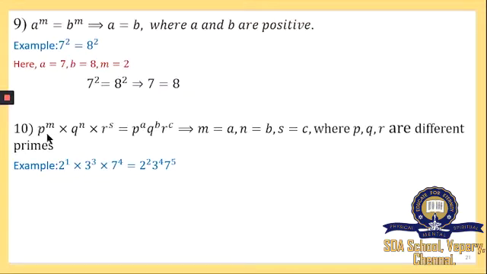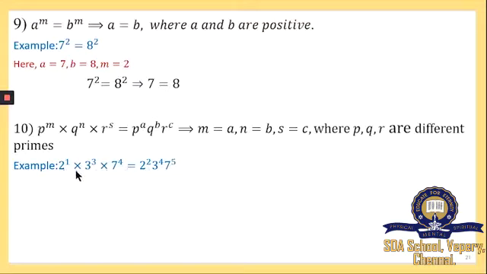So the last law is p power m into q power n into r power s equals p power a into q power b into r power c, then we can equate the exponents, that is m equal to a, n equal to b, and s equal to c. So that is what is given here. And here they have given the condition p, q, r are different primes. So the example given here is 2 power 1 into 3 power 3 into 7 power 4 equals 2 power 2, 3 power 4 and 7 power 5.